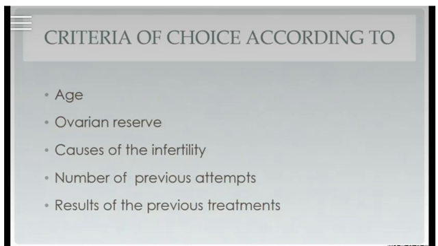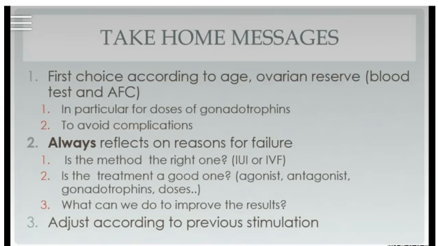If I can just sum up the main points, the take-home messages are: first, choice according to age and ovarian reserve, with blood tests and/or antral follicle count, in particular for the choice of doses of gonadotrophins, and to avoid complications.